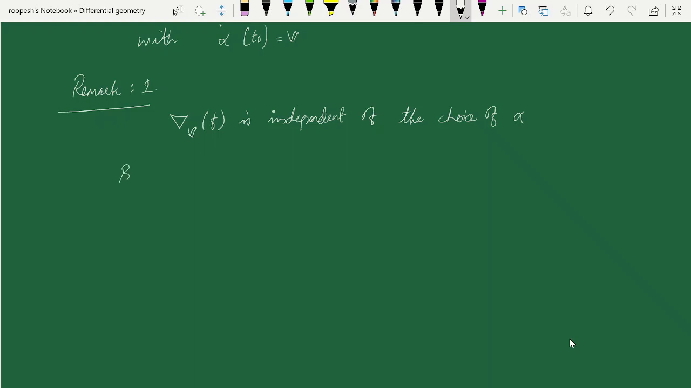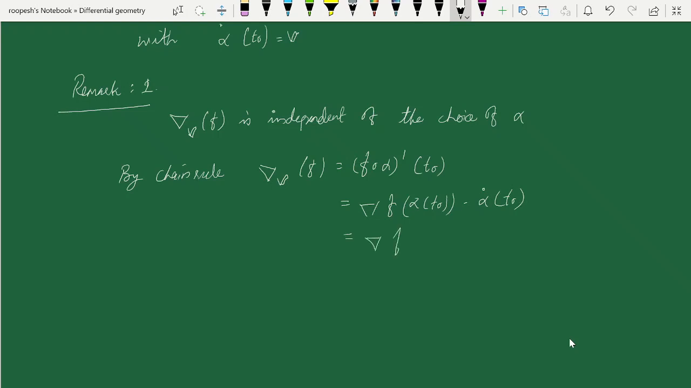So how to show it? By the chain rule, what we have is del v of f equal to (f composed with alpha)' of t naught, and that is equal to del f of alpha of t naught dot alpha dot of t naught, which is equal to del f of p dot v, because alpha dot of t naught is nothing but v. So this is independent of alpha, right? No alpha terms are coming here.